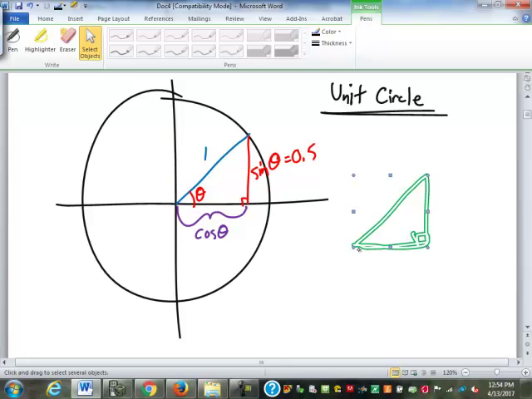I'll pull that triangle out here. That is just a right triangle. Exactly. I know this side is 1. This is 0.5. This is my missing side here. A squared plus b squared equals c squared.